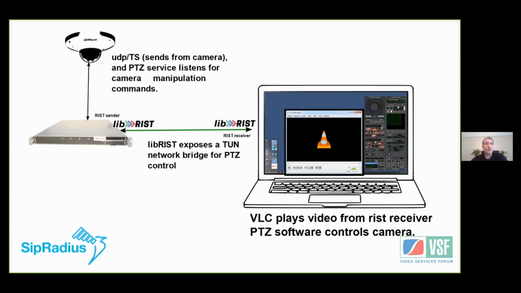We will see how with just a few operating system commands, we'll set up a tunnel. Now, the PTZ software is a Microsoft Windows application, and my laptop is a Linux laptop. So we'll be running that software on the Wine emulator. The software will reach across the RIST tunnel and control the camera and everything related to the PTZ commands.